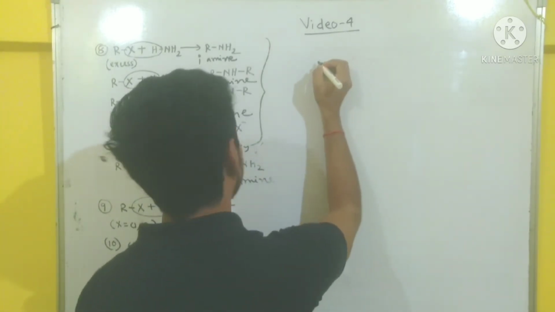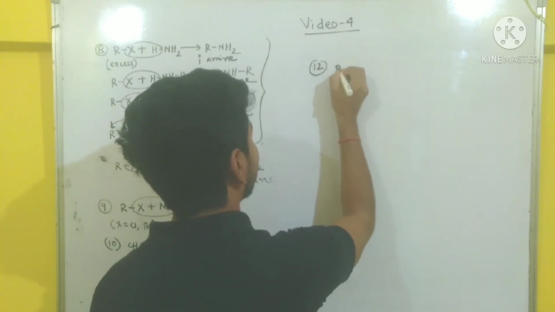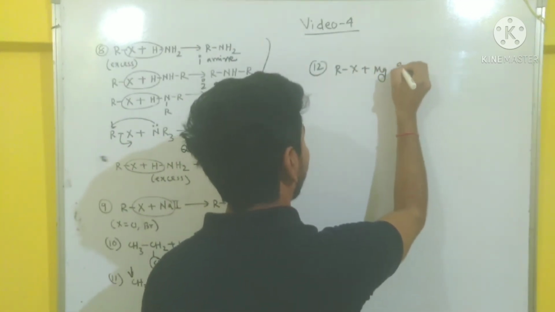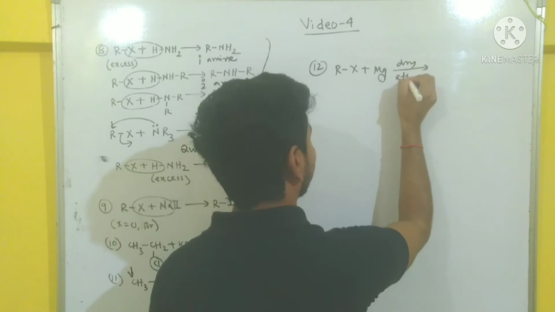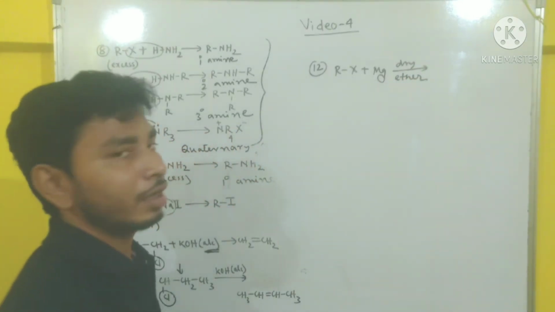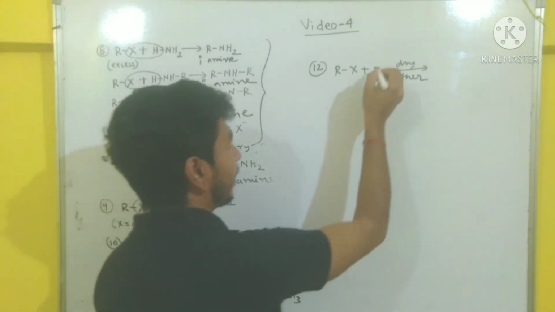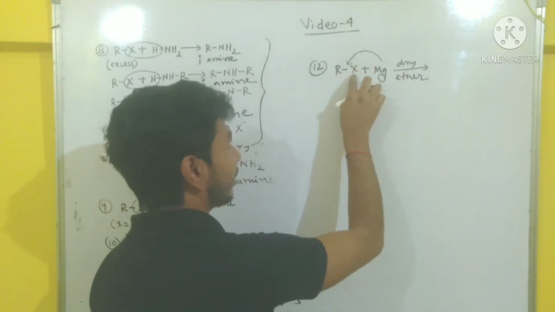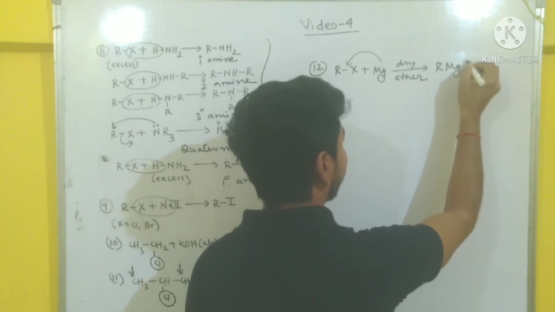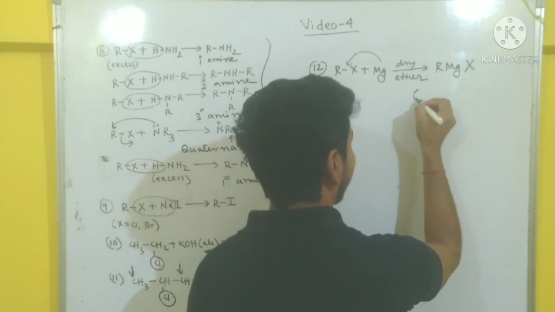Next is number 12, reaction with metal, that is RX plus magnesium in presence of dry ether. When the reaction is with magnesium, what happens? The magnesium is inserted between the alkyl group and halogen, and we are getting RMgX. This is called Grignard reagent.